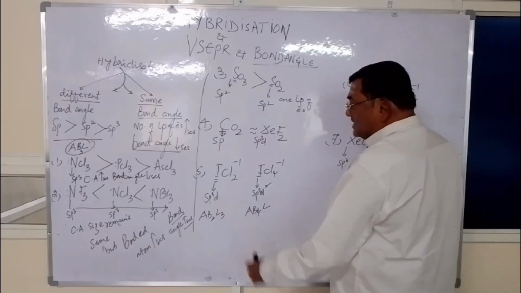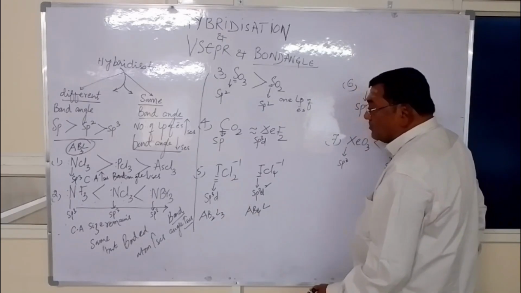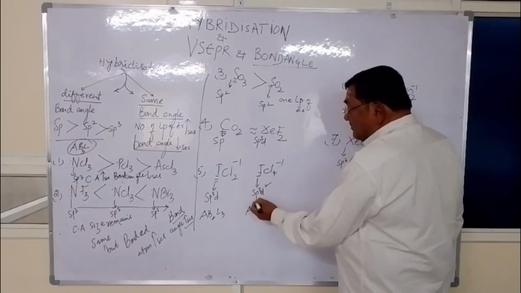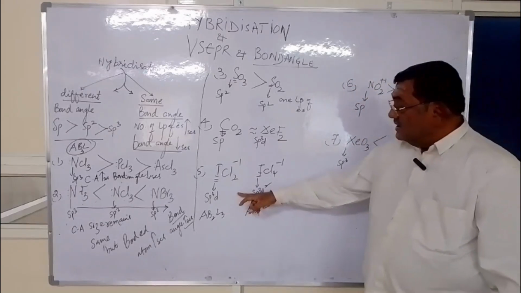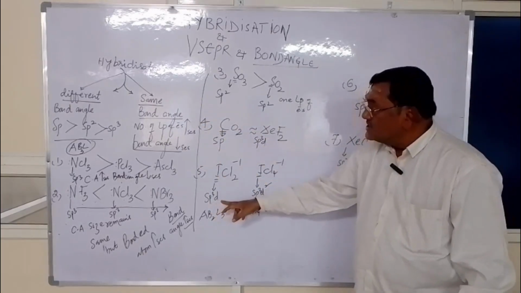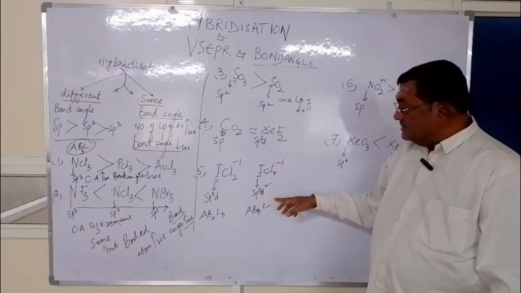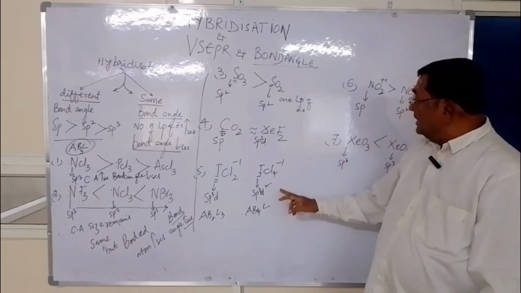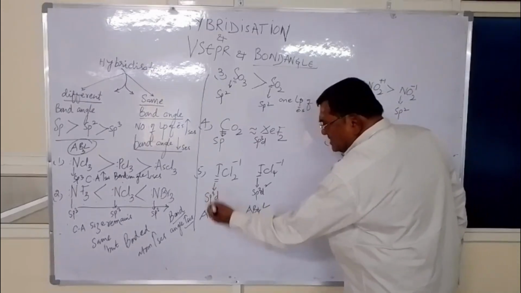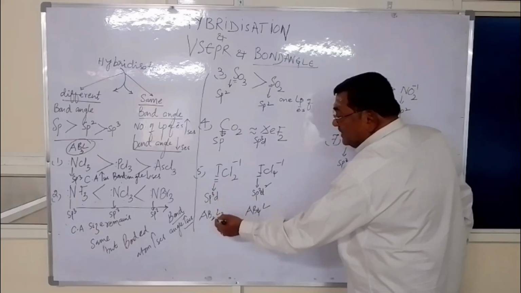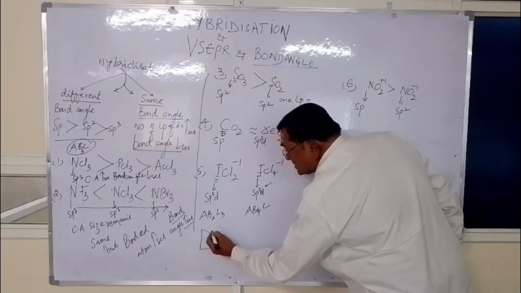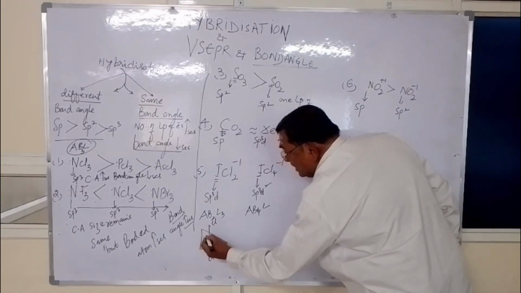Another very good example is this: ICl2 minus 1 and ICl4 minus 1. See, here the hybridization is different. Different hybridization: this is sp³d, and this is going to be sp³d². When you have taken sp³d and sp³d², for sp³d, what is the shape of this one? Don't pay attention to this, I am just showing you. Once already we have seen this. It's going to be linear.